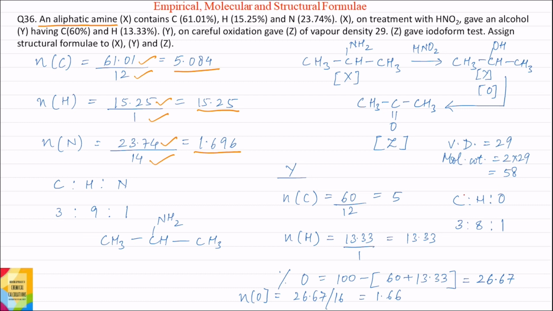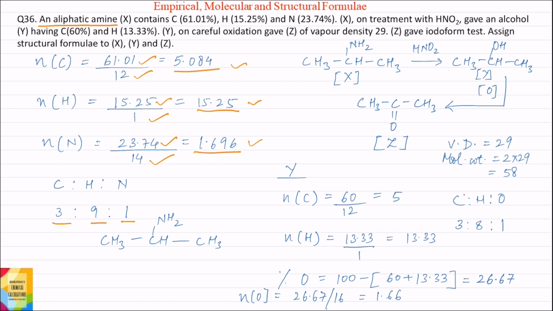Now dividing all these three by 1.696, we get a simple whole number ratio of the moles of carbon, hydrogen and nitrogen, which is 3:9:1. This shows that X is a 3-carbon compound, and since it is an amine, it has an NH2 group.